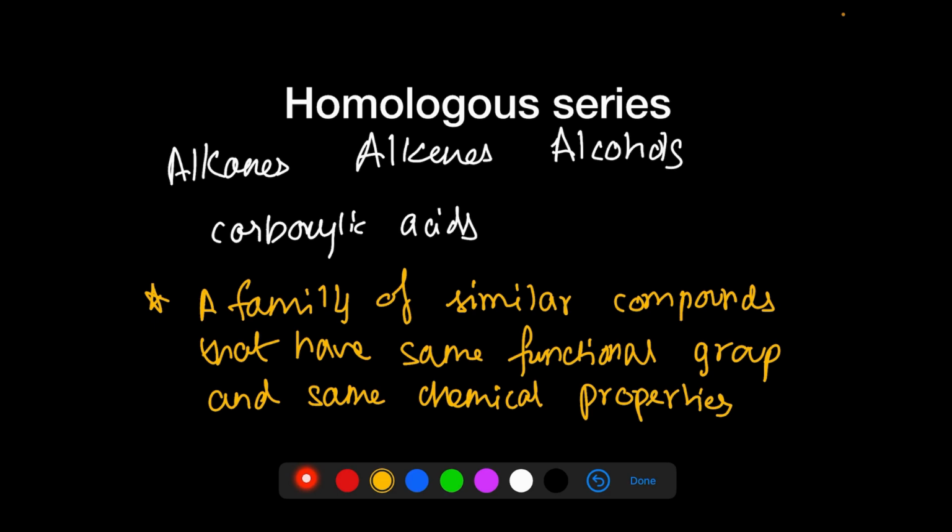And then we have something known as a functional group, which is an atom or a group of atoms in a molecule that determine how they will react. So for example, the functional group of alcohols is the OH group. And for carboxylic acids, it is the COOH group.